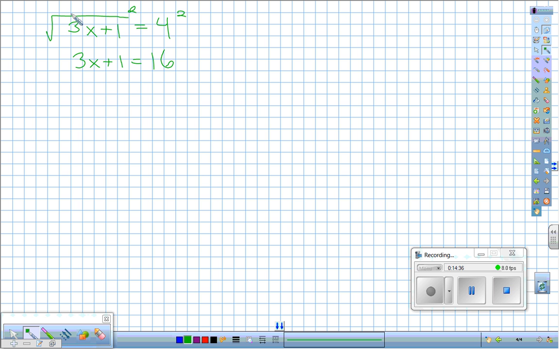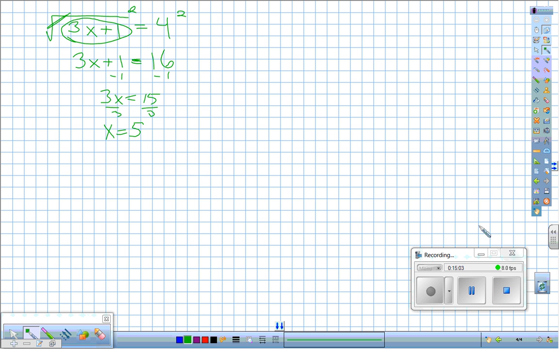All that happens when I square something with a square root is I'm left with what's underneath, which is just the 3x plus 1. On this side, since it's just 4, I have 16, since 4 squared is 16. And then I'm going to solve this just like I normally would. I'll have 3x equals 15, divide by 3, and I will have x equals 5. Okay, so that's a really easy one.